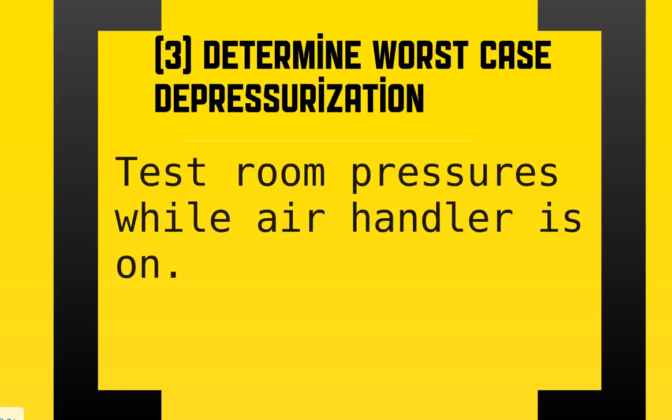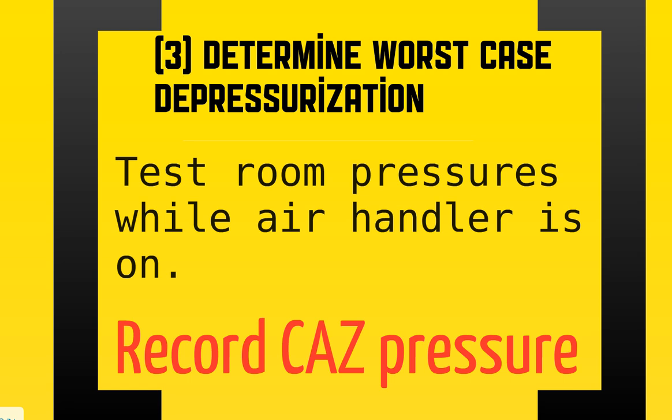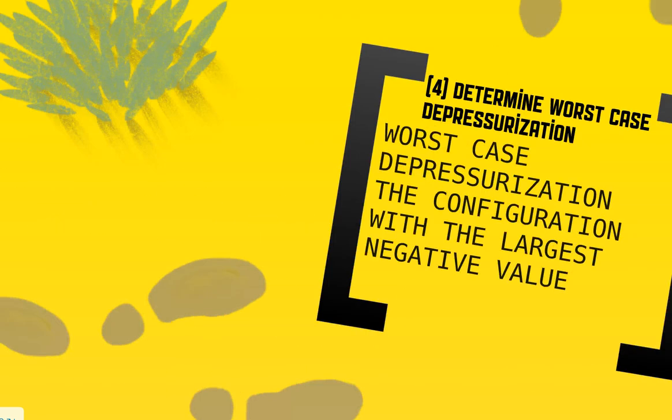The third step in determining worst case depressurization is testing room pressure. While the air handler is on, you're going to go from room to room with the smoke stick, and you're going to open up the rooms that are negatively pressurized, which means they'll suck the smoke in. Then you're going to close the doors to the rooms that are either positively pressurized, blowing the smoke back, or neutral, where they don't do anything to the smoke. That way we're going to start to get a good idea of what our worst case depressurization configuration is. Once you've done that with the doors, you want to record that CAS pressure. Make sure that you're using the same document and it's an up-to-date document.